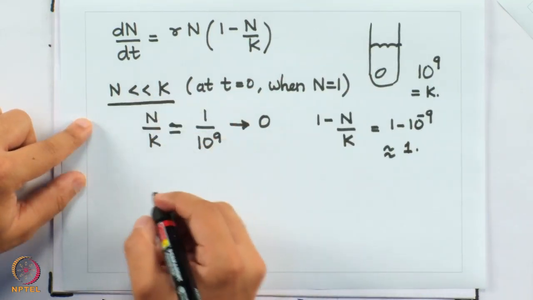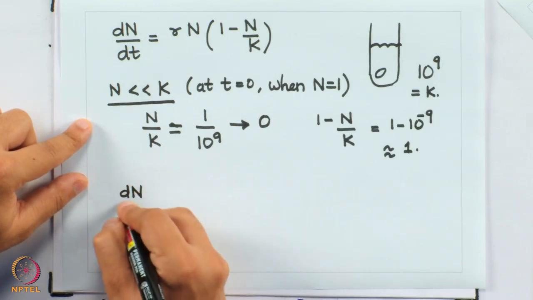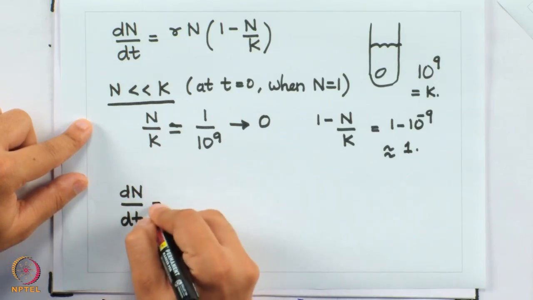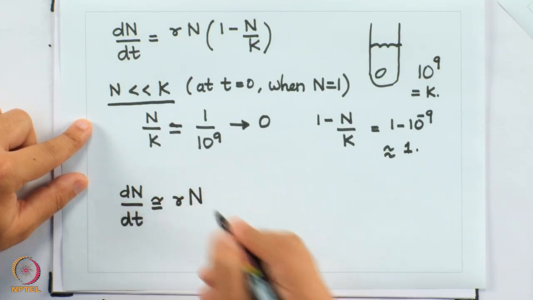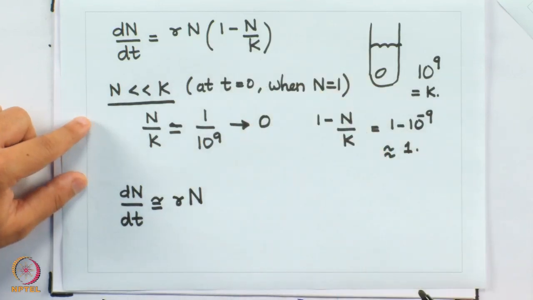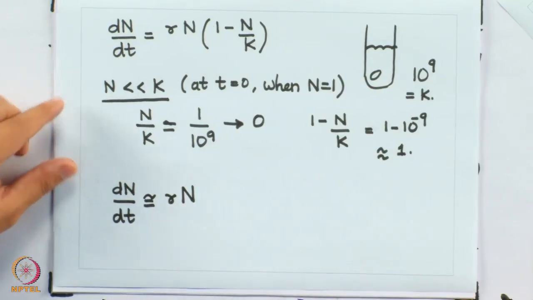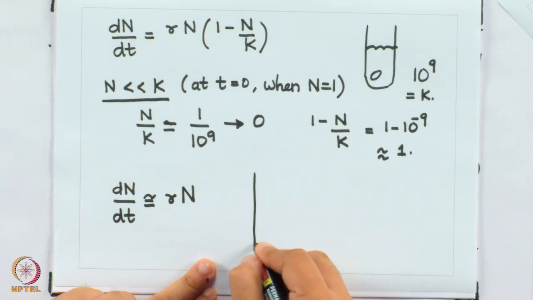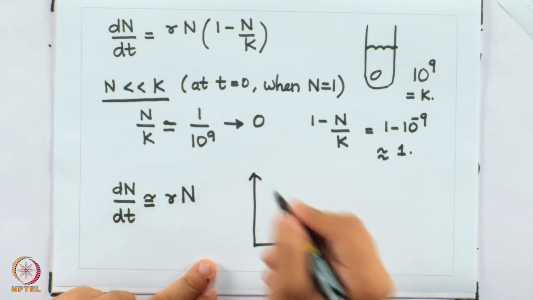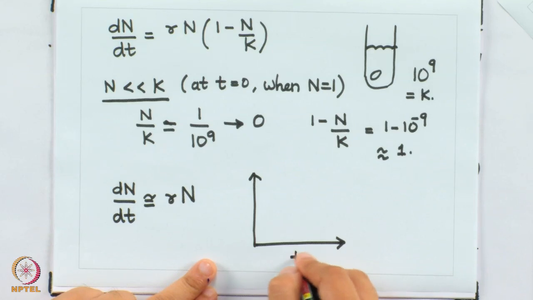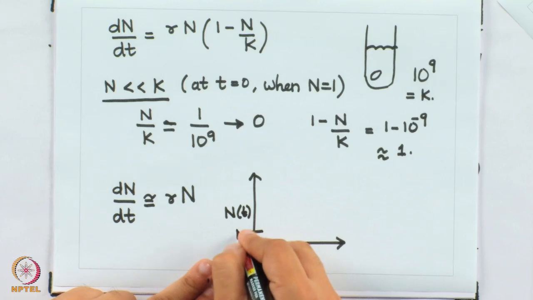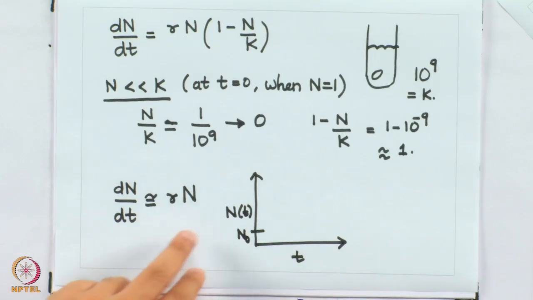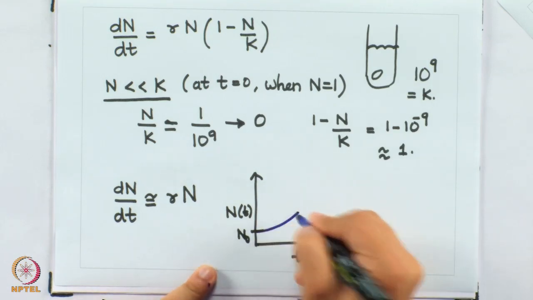So, when N is much less than K, dN by dt can be approximated by just writing it as R times N, because 1 minus N by K is approximately equal to 1. Now, if we plot this, we have already plotted this in the previous lecture, where we plot T by N and we start with N naught number of bacteria. We know that the solution of this equation is an exponential increase in numbers like this.